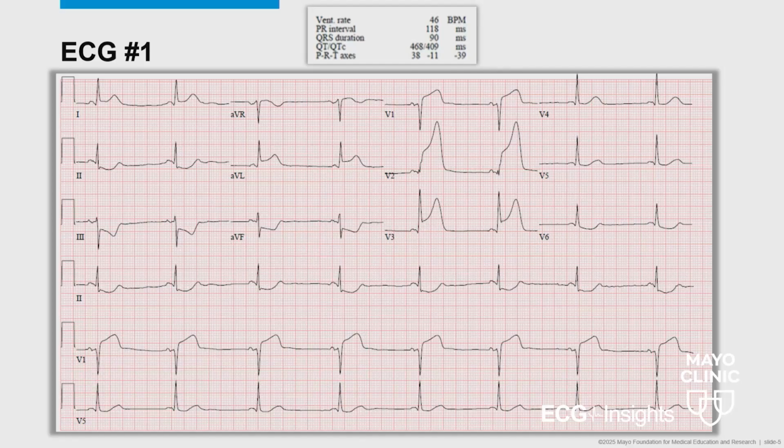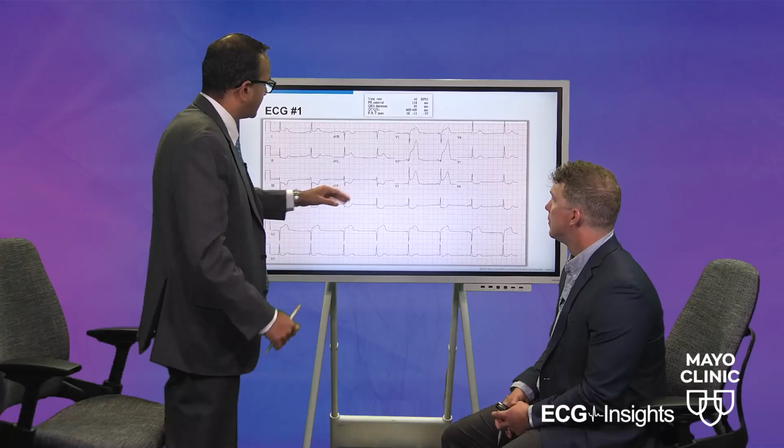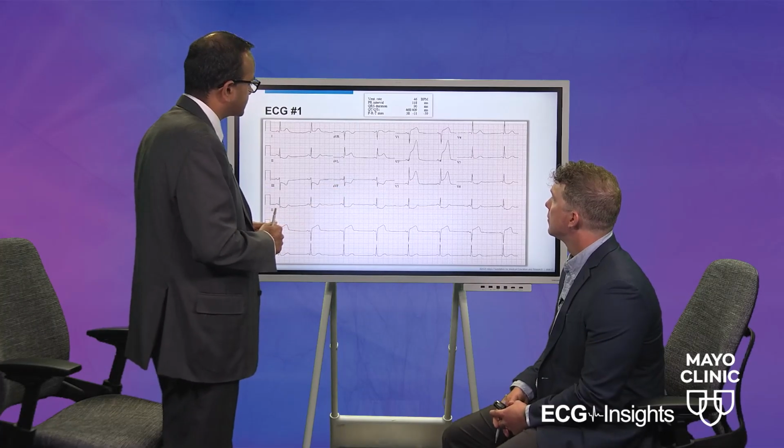All right, so moving into our first ECG case study, Dr. Deshmukh, how would you approach this particular ECG? All right. So let's look at this ECG. So you have lead 1, 2, 3, AVR, AVL, AVF, and then V1 to V6.